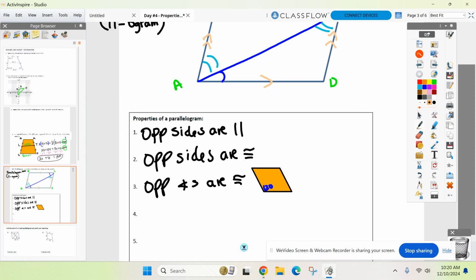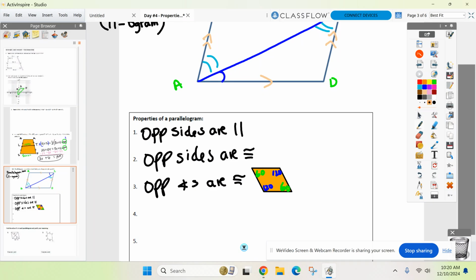Across from the 120 has to be another 120, right? Because that's the property I've just given you. And if these are parallel, again, similar to the trapezoid, what type of angles are these right here, the 120 and one of the missing ones? Those are same side interior, which makes them supplementary. So I should also get 60, 60.